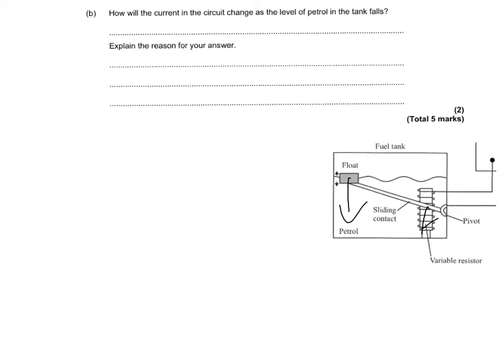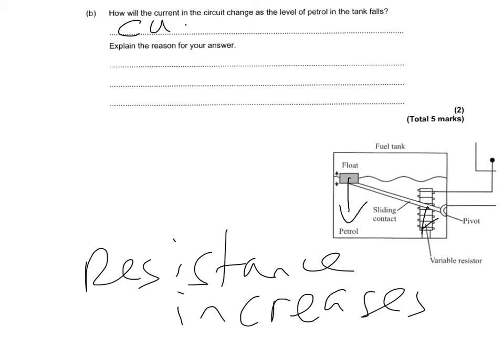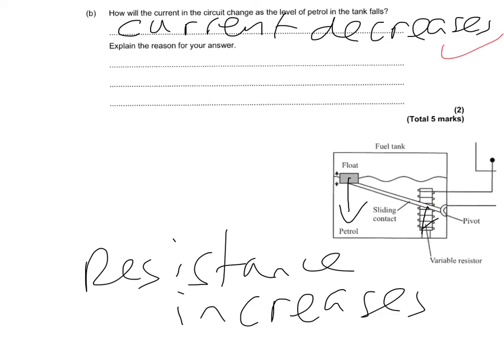So that means that the resistance increases because more of the resistance is on show. Because more of the resistance is on show and the resistance increases, the current decreases. There's 1 mark. The reason being is the resistance increases. That's the second mark, so you get 2 marks for this question.